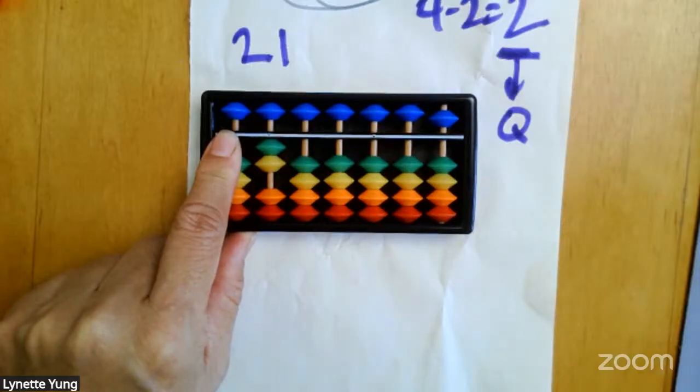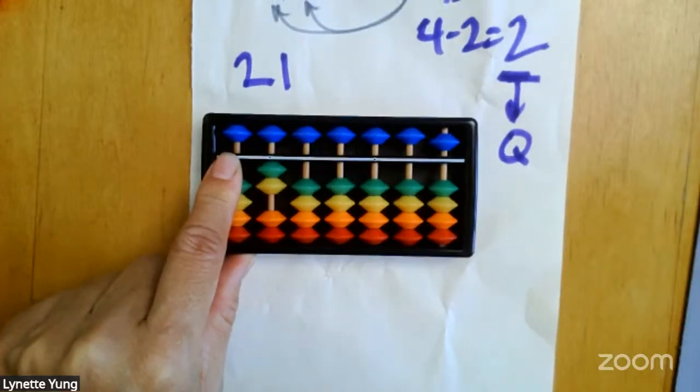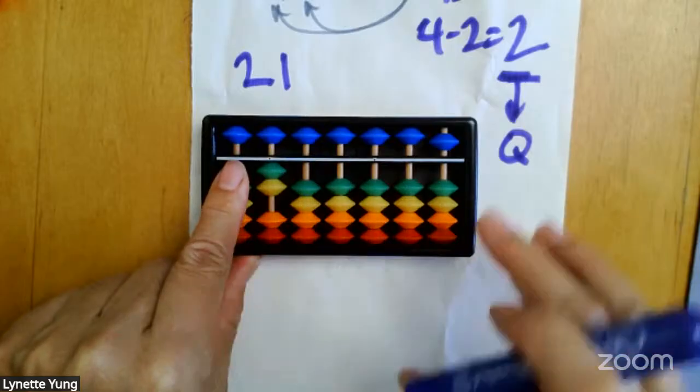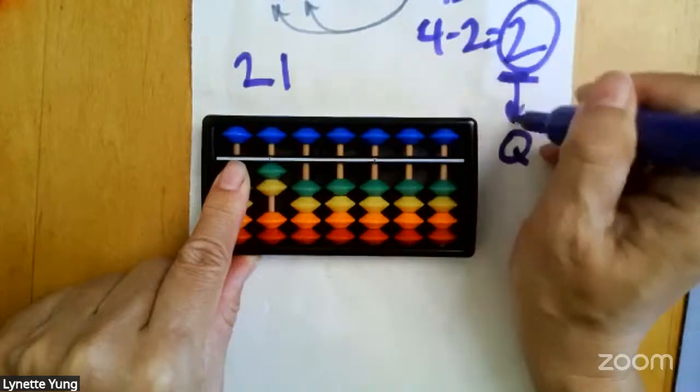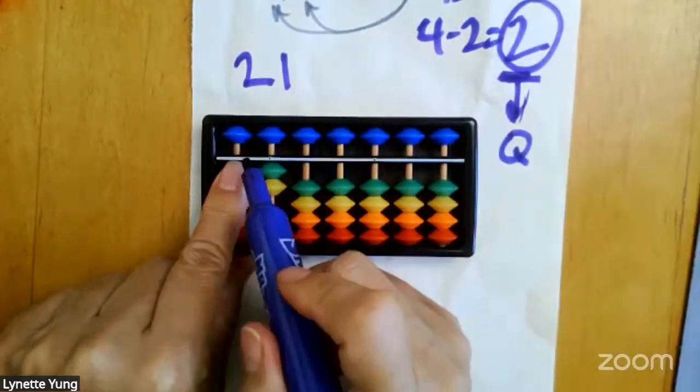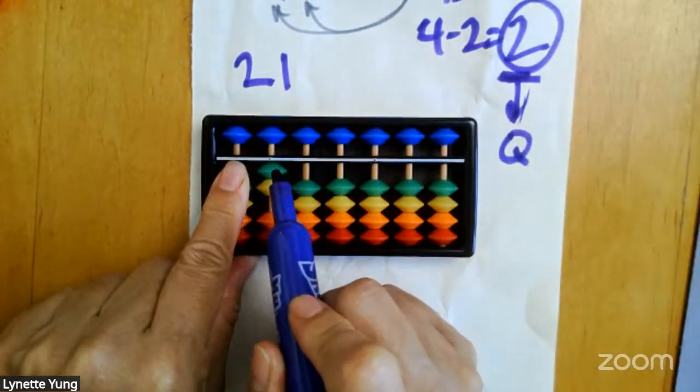Okay. That's it. That's all I do. Okay. Because I know the 2 is my quotient. This is where my quotient is. My dividend sits right next to it.